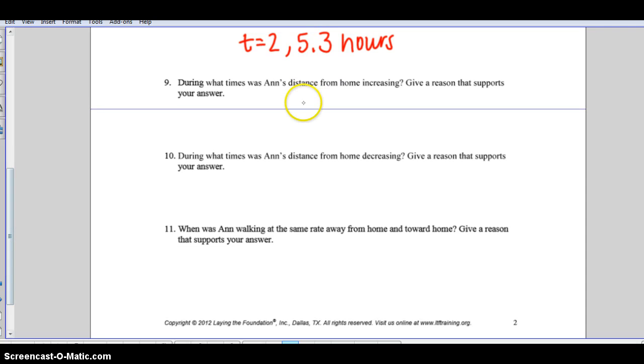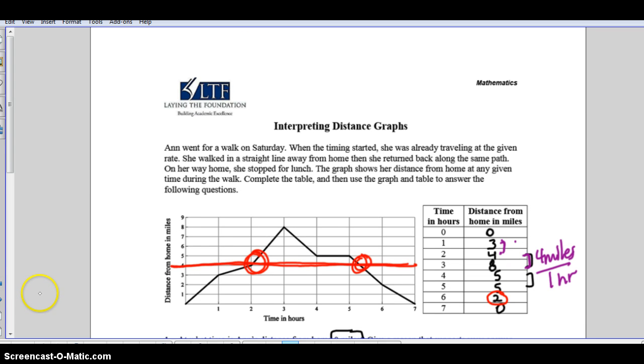The last are number 9, 10, and 11, and 9 and 10 especially are what we want to be talking about today. So it says, during what time was Anne's distance from home increasing? Give a reason that supports your answers. So during what times was Anne's distance from home increasing? That means the distance was getting greater. Well, you can see that from 0 to right here at 3, the distance is increasing.